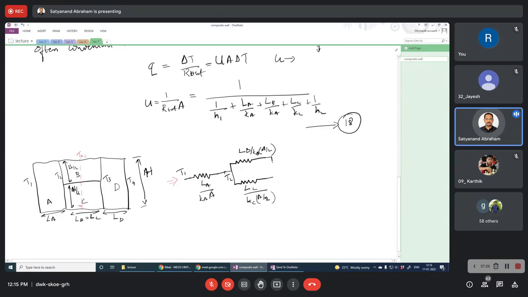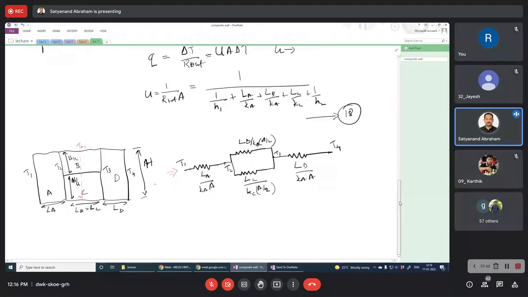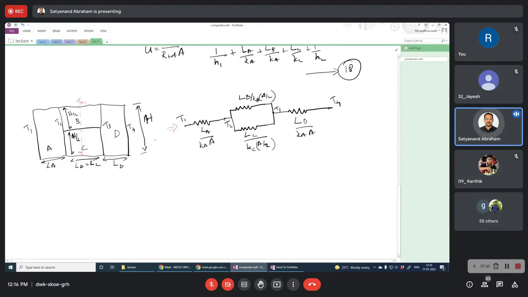Now after this, it is going to be over here, which is T3. And again, we have our fourth wall, which is LD by KD into A. As an electric analogy, what we can write is Q is equal to QB plus QC. So whatever heat flux is coming is going to be divided across these two parallel paths, and then it is going out.